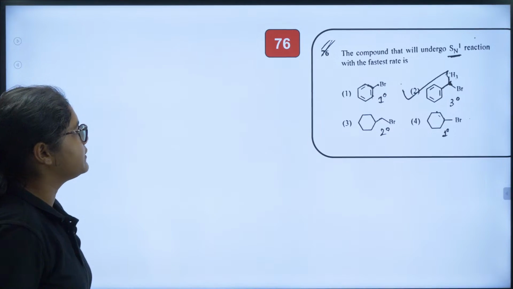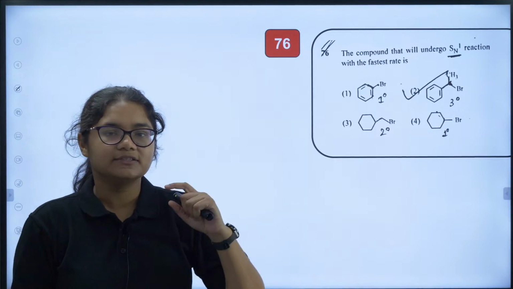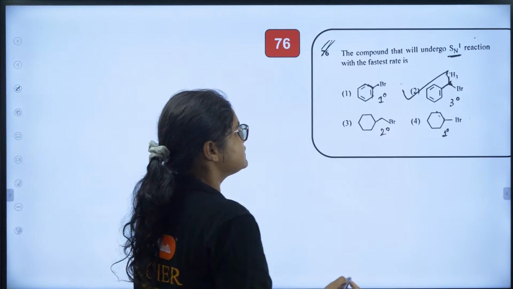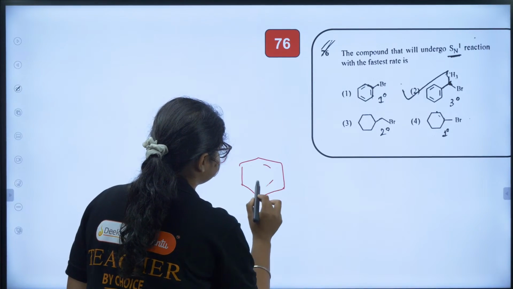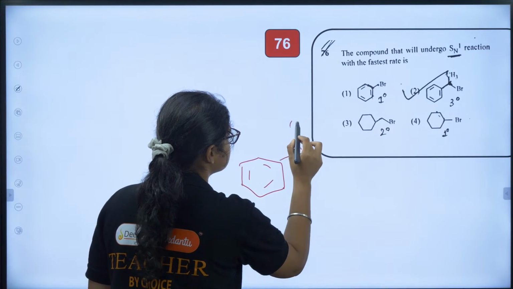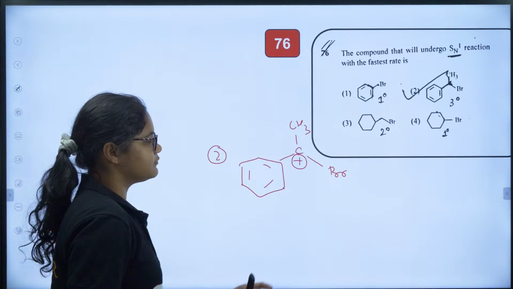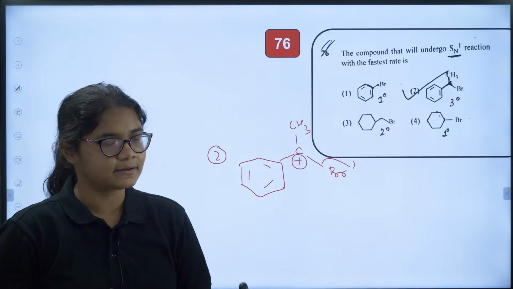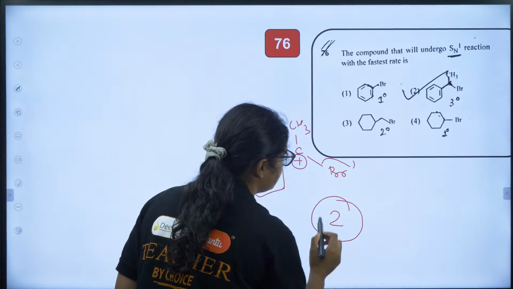Okay. Now next question, the compound that will undergo SN1 reaction with the fastest rate. So for SN1, what is the condition? Stability of carbocation. So if you see here in option number 2, we have this structure where we have CH3 and Br, right? So once this Br leaves, we'll get a positive charge. It is a benzyl carbocation, resonance stabilized. So that is why the correct answer for this question will be option number 2.